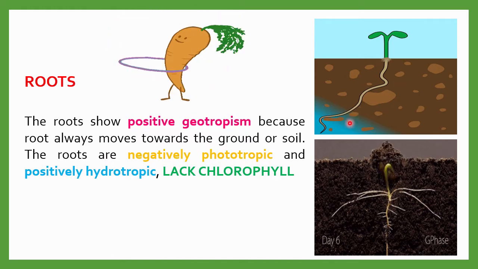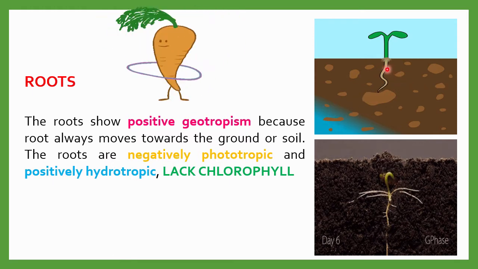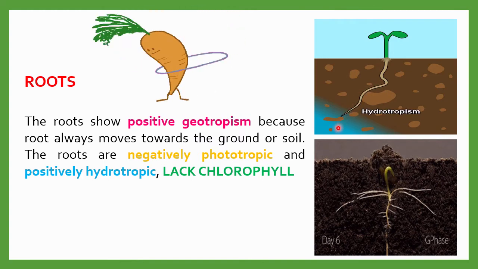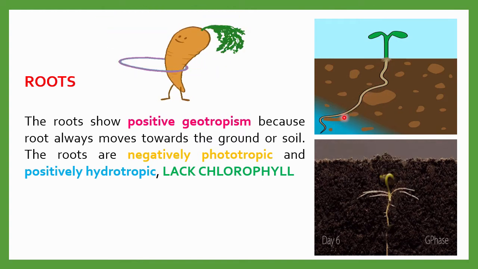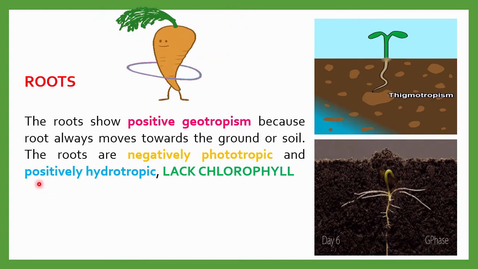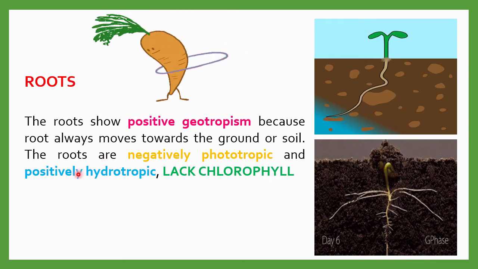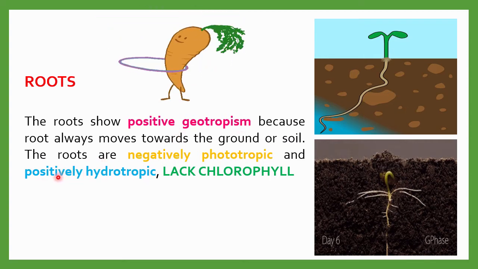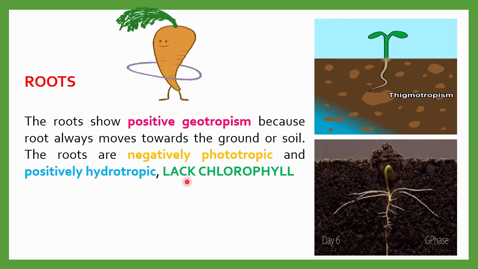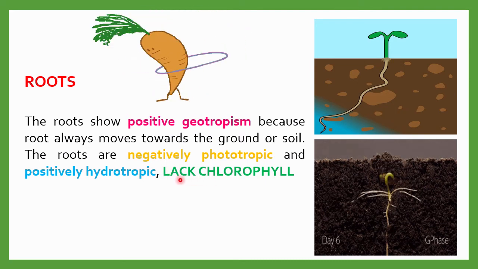That means, suppose this is bluish-colored water, so they will move in the direction of the water. It will move towards the water, and that's why it is positively hydrotropic. So positively geotropic and positively hydrotropic. And very clearly you must know this: lack of chlorophyll.